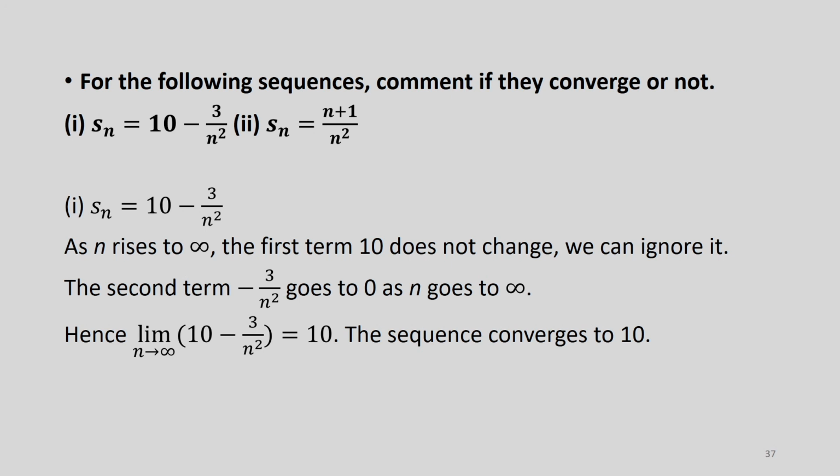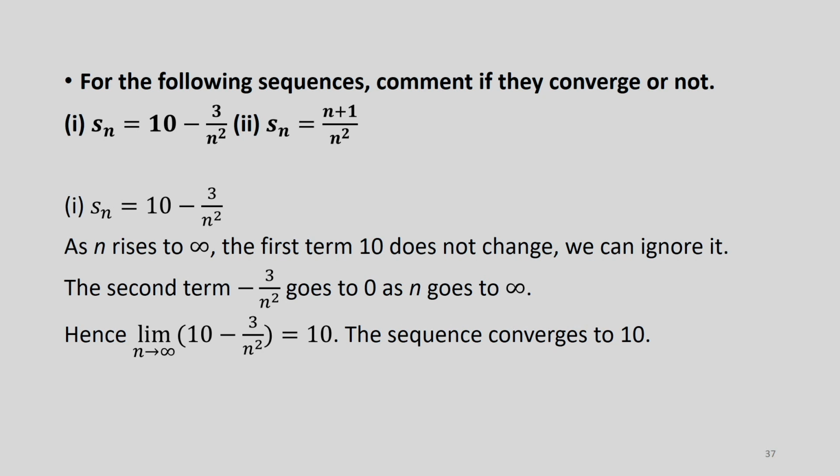Okay. Here I am getting a little bit away from the differentiation theme. I am talking about sequences now. For the following sequences, comment if they converge or not. So, two sequences are given. As we know, sequences are generally denoted by Sn, right. Sn in the first part is given by 10 minus 3 divided by n square. In the second part, Sn is given by n plus 1 divided by n square.